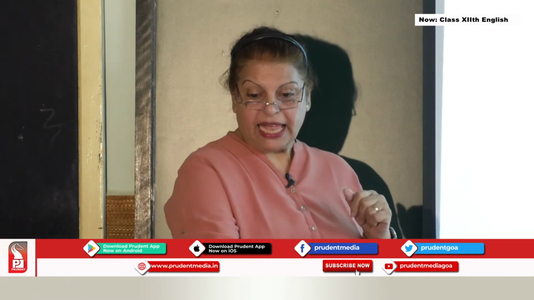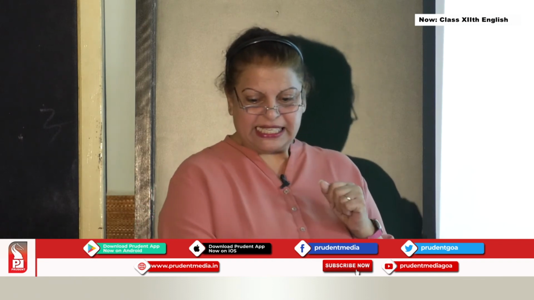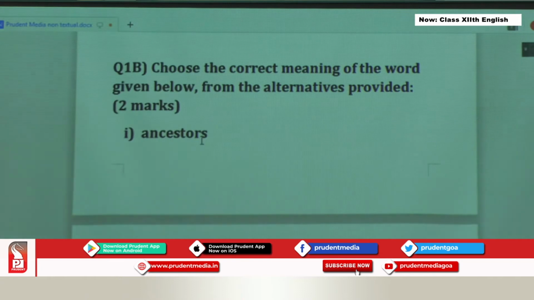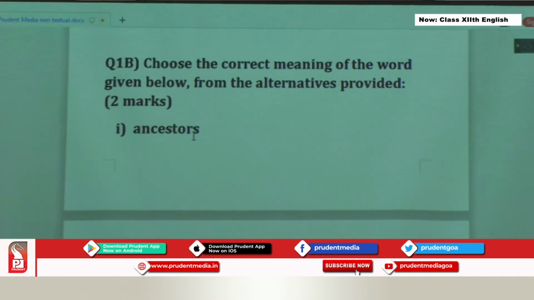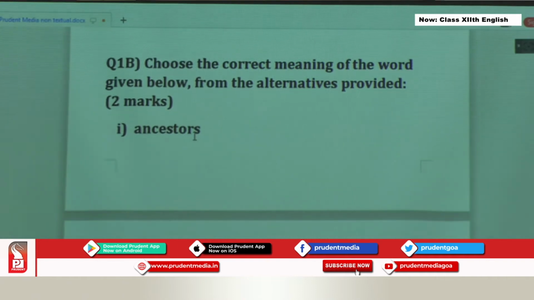For example, look at this one, ancestors, and look at the C option, ancient forms of music. Ancient. You may be fooled. Ancestor starts with A and C. Ancient starts with A and C. It might be no. So there you are. None of the above is the fourth option.